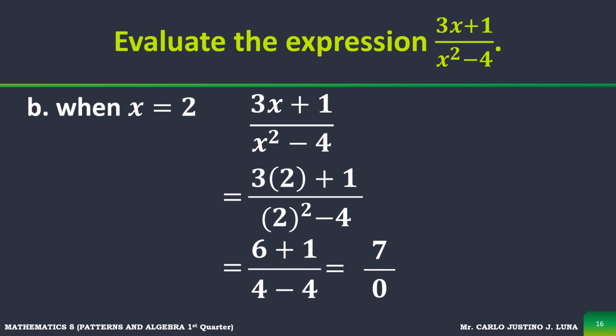And then simplify. 6 plus 1 is 7 over 4 minus 4 is 0. Well, what will be our answer? Your denominator is 0. Therefore, it is undefined. Okay? So, if your x is 2, our expression will become undefined. Okay? Good.